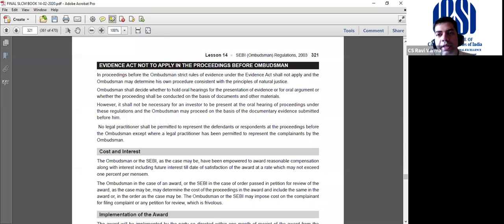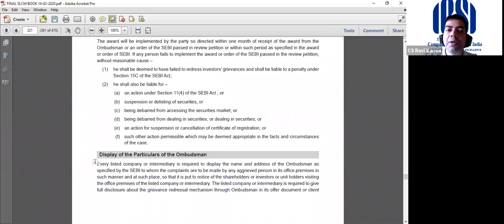But as I told you at the very beginning, again reiterating, it is still not widely acceptable because SEBI has yet to come out. Under one of the paras, page number 331, you will read about display of the particulars of ombudsman: every listed company should display the name of the ombudsman of the SEBI, where you can complain. You will find companies are not displaying it because SEBI has not given much cognizance to the ombudsman so far. They are rather focused more on SCORES.